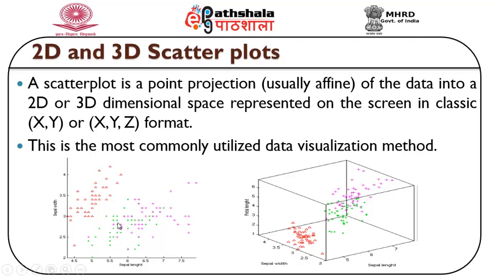This is a 2-dimensional scatter plot where you have the x-axis and the y-axis. So we have the sepal length as well as the sepal width, which are represented on the x and the y-axis. The same data set is represented inside the 3-dimensional box, where you have the x-axis, y-axis, and the z-axis, where the z-axis represents the petal height.